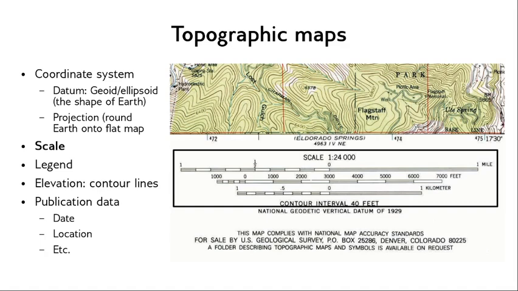And along with that scale, they have this thing called the contour interval, and that means there's 40 feet of vertical elevation change between the lines that we've seen on the map. We'll talk about contour lines shortly.